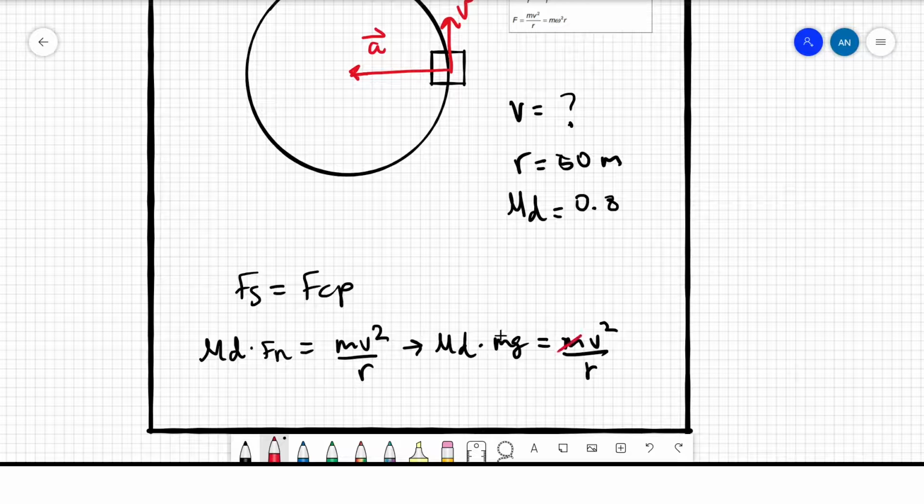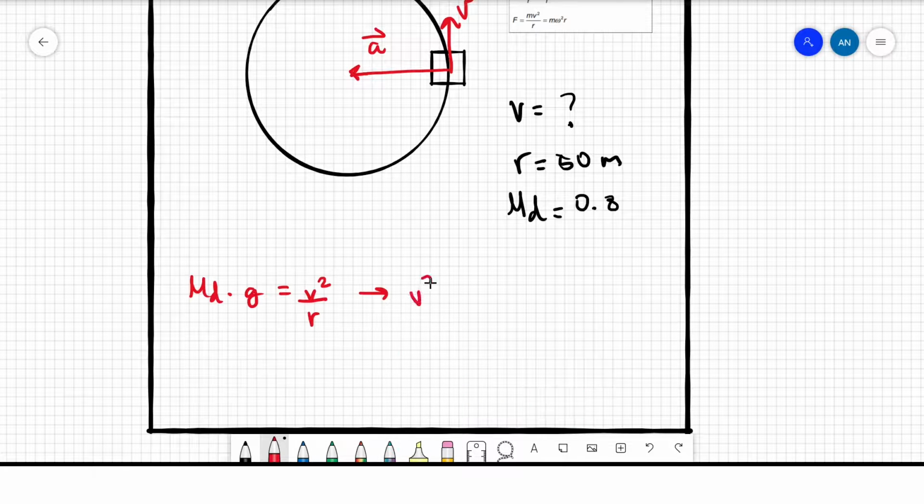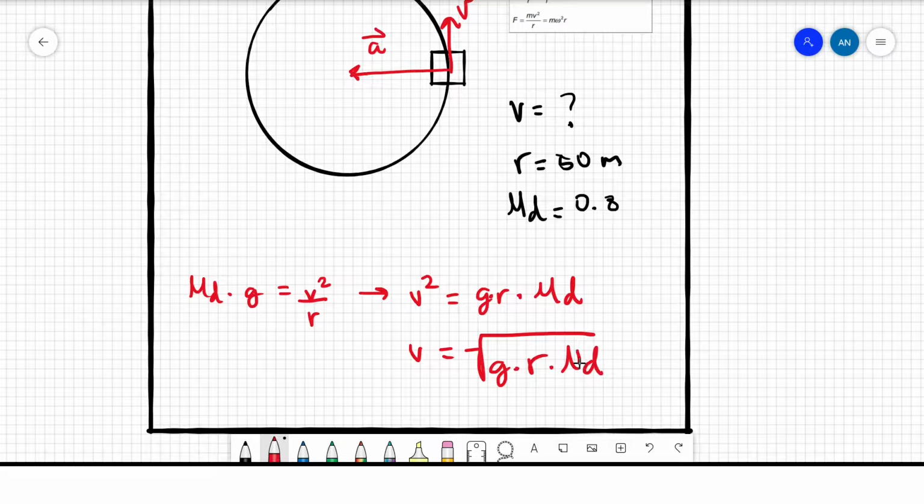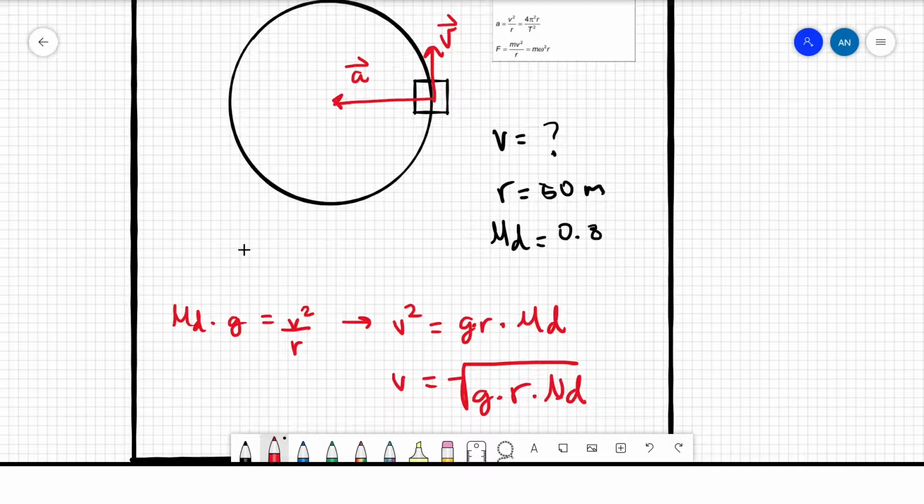Through algebra, the m's cancel, and we get ud multiplied by g equal to v squared divided by r. Now, rearranging this equation, v squared is equal to g r times ud, so v is equal to the square root of g r ud. And just like that, we can find out what velocity it must travel at in order to maintain the circle. And that was the first scenario.